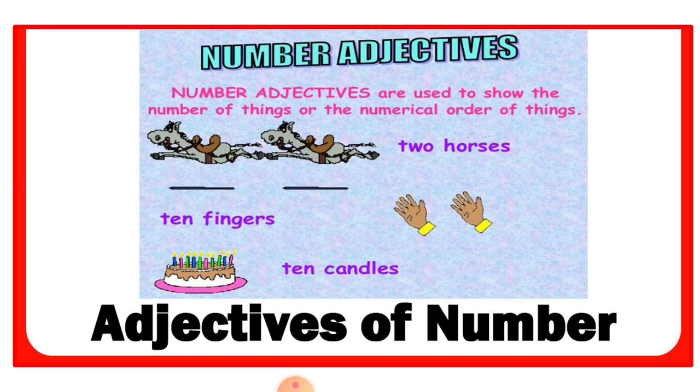Clear, children? The next category in the adjectives of quantity is only number adjectives. Now in the quantity, the adjectives which define the number. Number adjectives are used to show the number of things or the numerical order of things. Like how many fingers? 10 fingers, 2 horses, 10 candles. So when the adjectives indicate the numbers or they tell the exact numbers, they are the number adjectives.